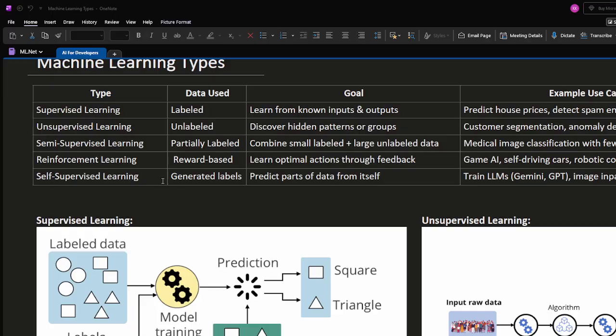Another term is self-supervised learning. The data used here generates its own labels. The goal is to predict parts of data from itself. As everybody knows, the word in the market nowadays is LLM, large language model. For example, ChatGPT, Gemini, etc. These are self-supervised learning models, called LLMs. We will dig into it more in detail. So our first topic, I will start with supervised learning.